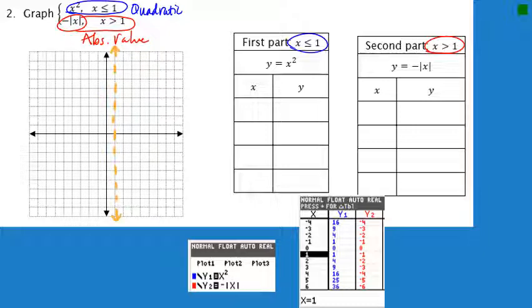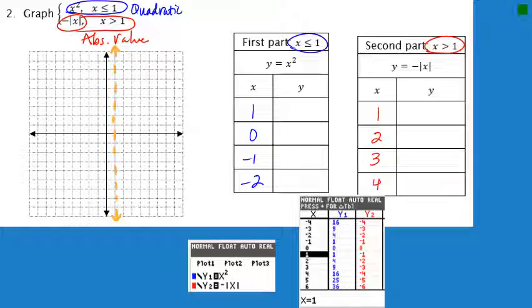So now the next thing I want to do is fill in my table. I want to always start at the boundary number. So both of my tables are going to start at 1. And then for my blue table, I want all the values that are less than 1. So I'm going to use 0, -1, and -2. For the second table, I want all the numbers greater than 1. So 1, 2, 3, and 4.